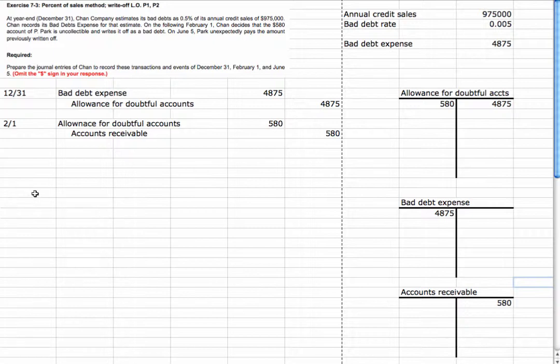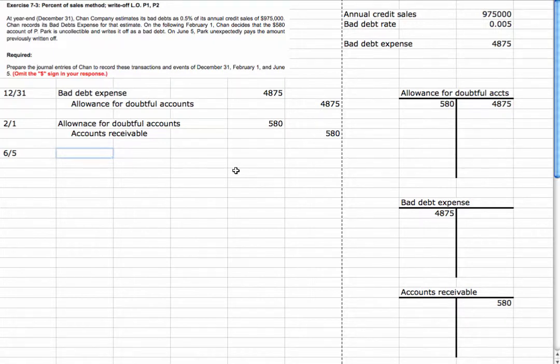Okay, so now what happened is that on June 5th, Park unexpectedly pays the amount previously written off. So Park ends up sending us a check for $580. Unfortunately, the problem is that we've taken this $580 off the books. So in order to take the cash in that we're about to receive from Park, what we need to do is put the $580 back into accounts receivable.